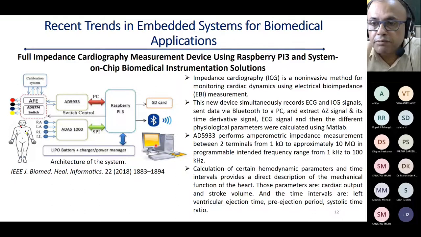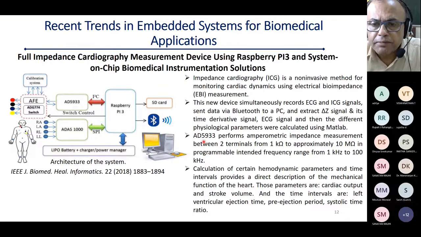In the PC itself, you can calculate delta Z, which is the impedance variation. Then you can get the time derivative of that signal, dZ/dt, and then you correlate it with the ECG signal to get the different physiological parameters using MATLAB. This can be done using the Raspberry chip, as well as on a desktop computer itself. Both ways it can be performed.